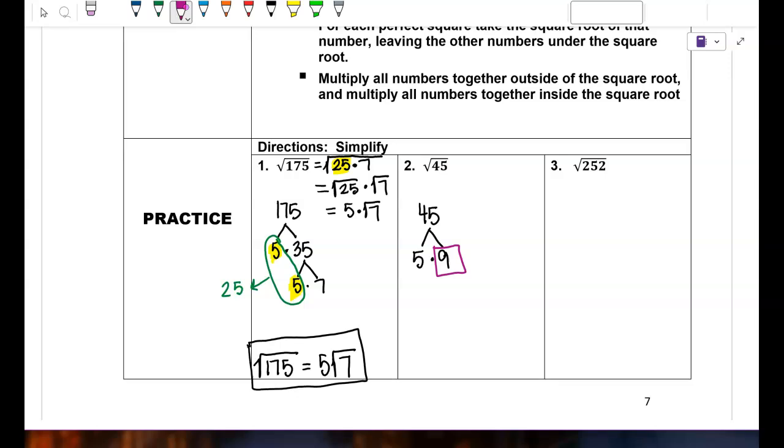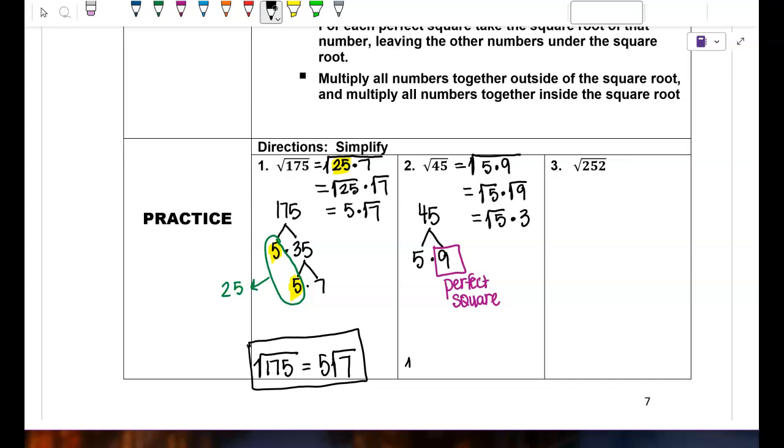Three times 3, so I already know that 9 is a perfect square. Now, could I break it down and show the 3 times 3? Absolutely, but I'm looking for the perfect square. So the square root of 45 is the same thing as saying the square root of 5 times 9. So the square root of 5 times the square root of 9 equals the square root of 5 times 3. We know that the square root of 9 is 3.